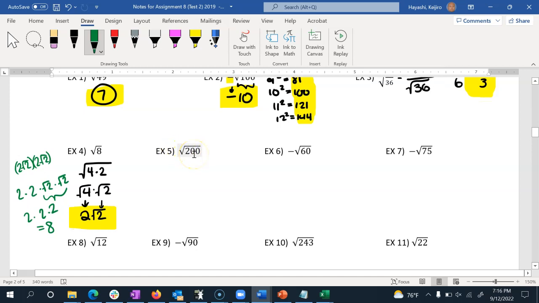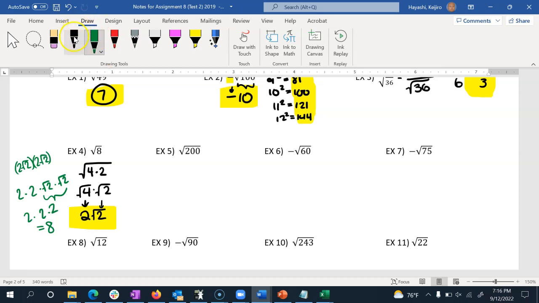Is there a square number that you can think of that is a factor of 200? 100, yeah. And there are others. 200 has 4 as a factor. It has 25 as a factor. It doesn't have 16 as a factor. But it does have 4 and 25 as factors. But whenever you do this, you want to get the biggest square number you can.